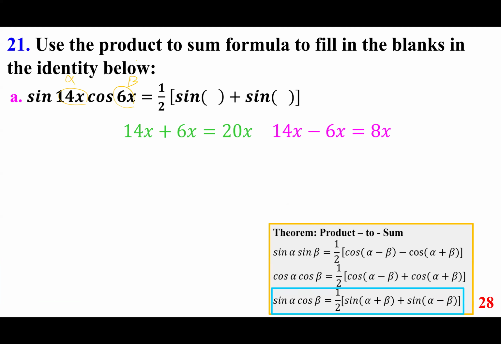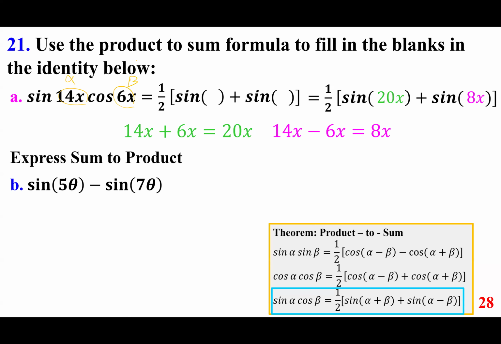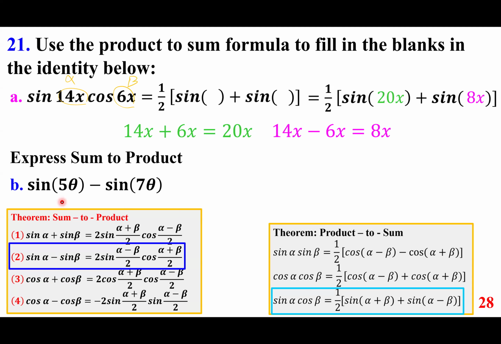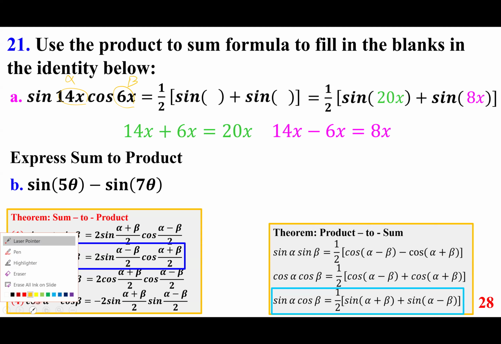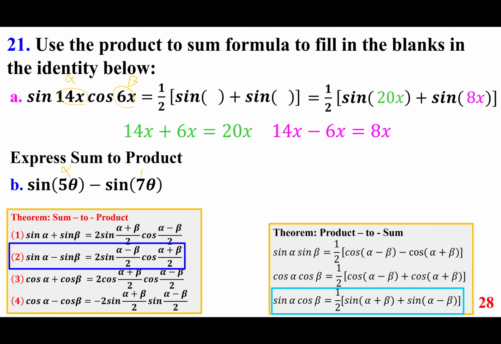Now, when you answer it, in MOM, they may ask you to put the smaller one first or the larger one first. You want to follow that accordingly. So we get half of sine 20x plus sine 8x. Now express the sum to product, sine of 5 theta minus sine of 7 theta. We use this formula, sine of alpha minus sine of beta. So let's actually go with alpha here, beta here, and 2 sine alpha minus beta, cosine alpha plus beta, both of them divided by 2.